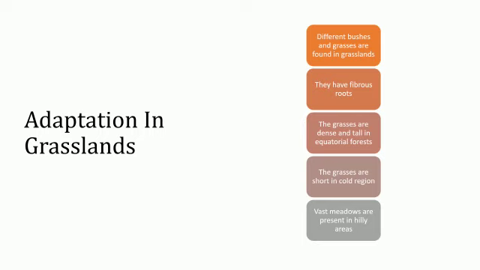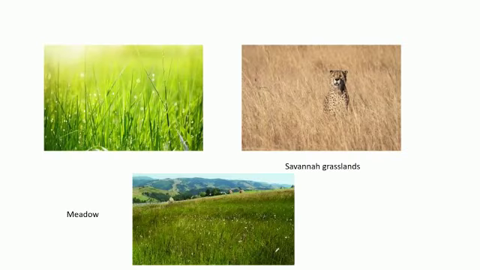Vast meadows are found in hilly areas as well as plains. Meadows are an open place or field which mainly includes grass. These are the different types of grasses that you can see. The savanna grasslands, which are in Africa, where carnivorous animals easily thrive in these grasslands, and you can also see the meadows.